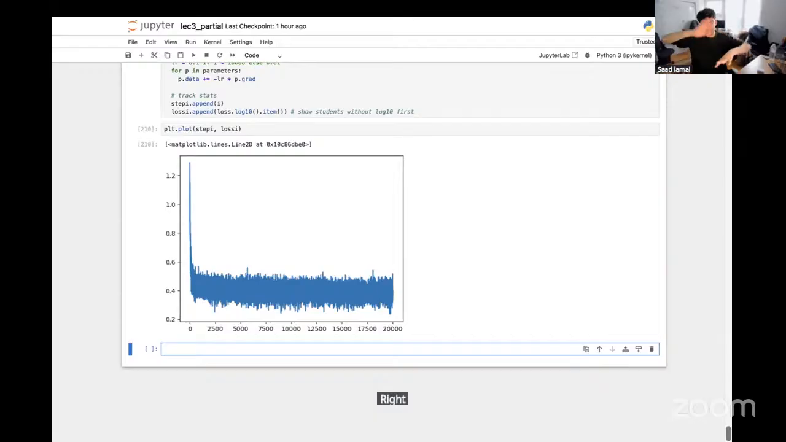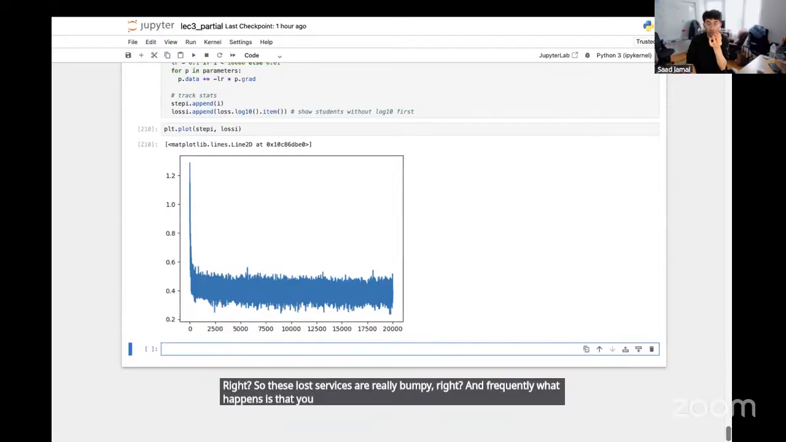So these loss surfaces are really bumpy, right? And frequently what happens is that you get caught in local minima, right? So one big problem with gradient descent is, let's say, for example, I'm going to go to Desmos.